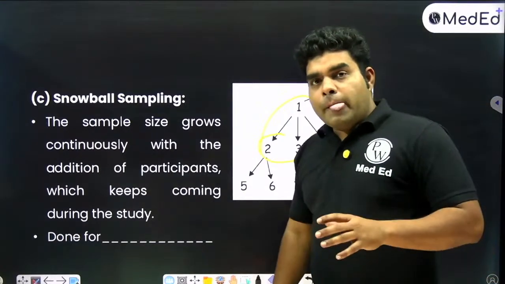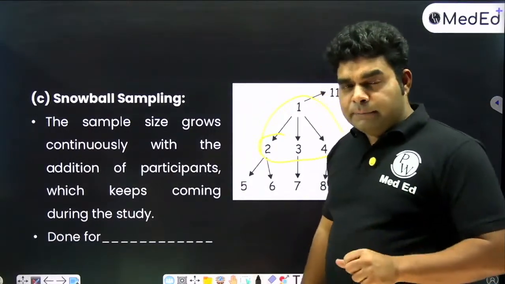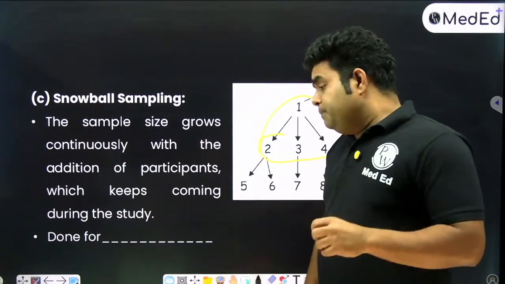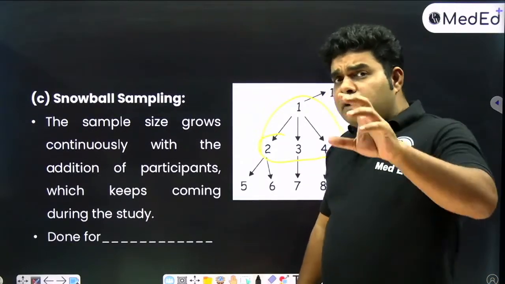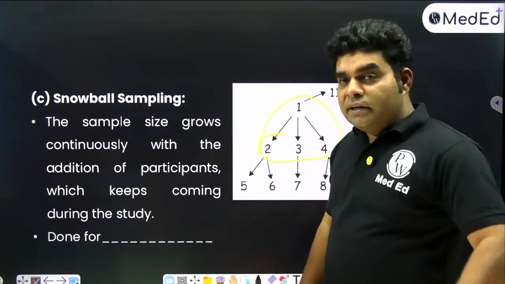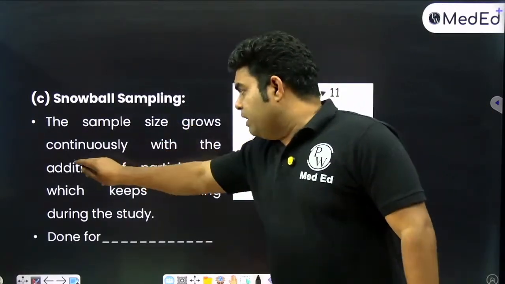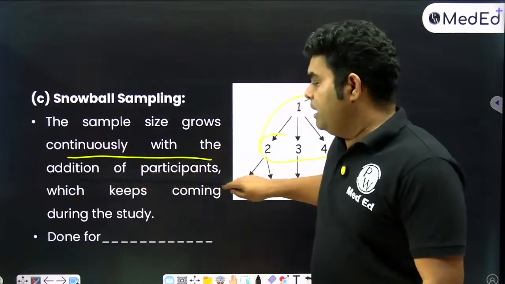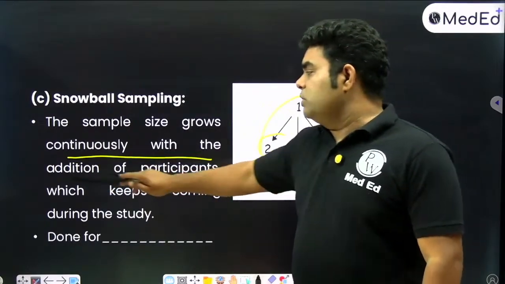So they ask 2 questions from here. First question is that in which of the following sampling we can add participant after starting the study? So in a snowball sampling, remember, we can continuously add participant. While doing a study also, we can add participant.